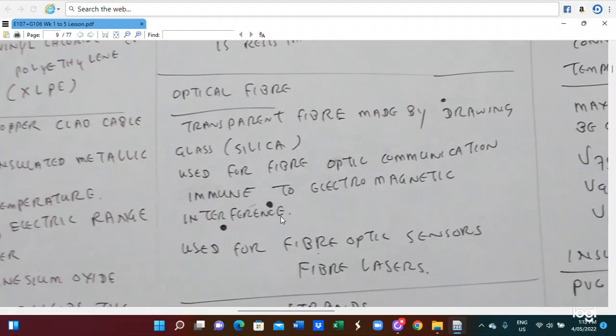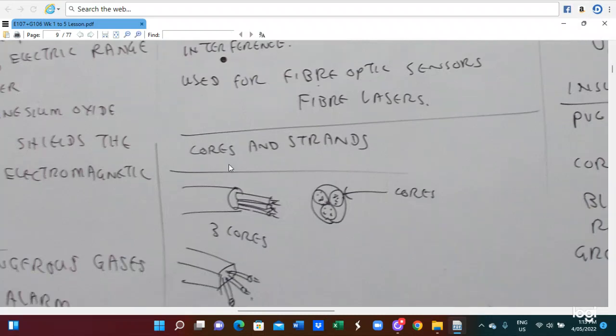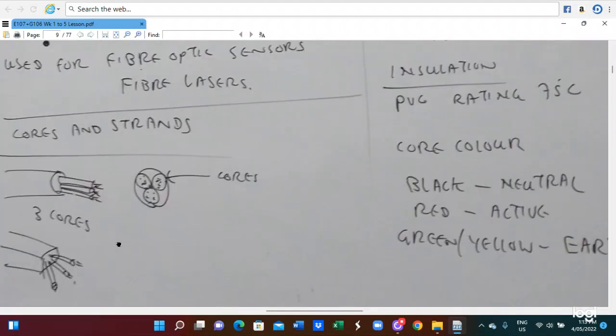Optical fibers are transparent fibers made by drawing glass or silica. They are used for fiber optic communication, immune to electromagnetic interference. They are also used for fiber optic sensors and fiber lasers. This is the core and the cladding. This is a 3-core cable, this is the cross-section area, and this is the physical diagram.